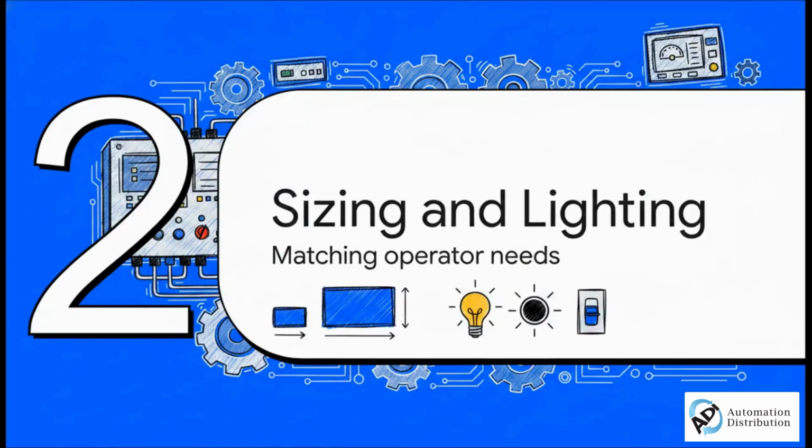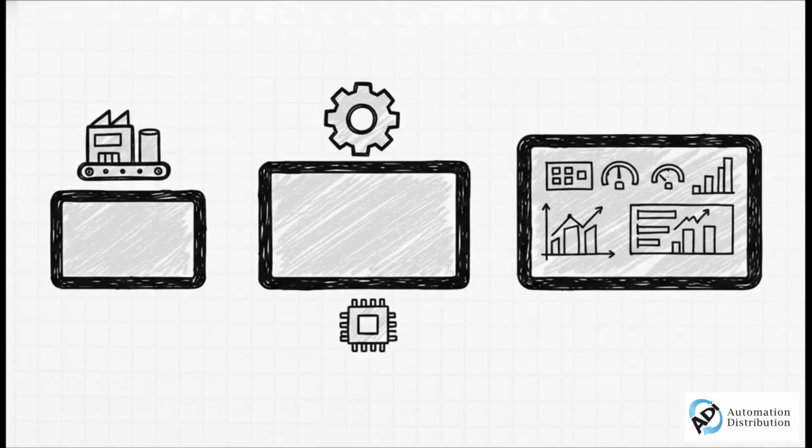Moving right along to Section 2, sizing and lighting the screen. It's all about matching physical dimensions to what your operator actually needs. So WAGO scales their offerings to fit your exact constraints. If you're working with a compact machine and you've got a really tight panel cutout, their 4.3-inch model is your go-to. It runs on a solid IMX6 Solo processor.